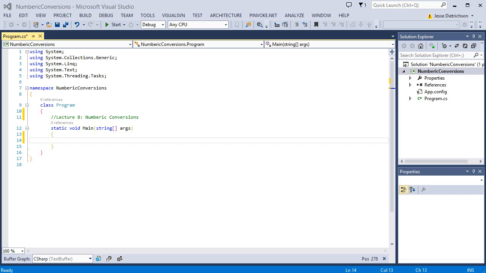Welcome to Lecture 8, Numeric Conversions. This lecture is all about casting of numeric types. Basically, what it means is when we have different numeric data types, like integers and doubles, they hold different types of data. For example, an integer only holds whole numbers, whereas doubles can hold whole numbers and decimal numbers.